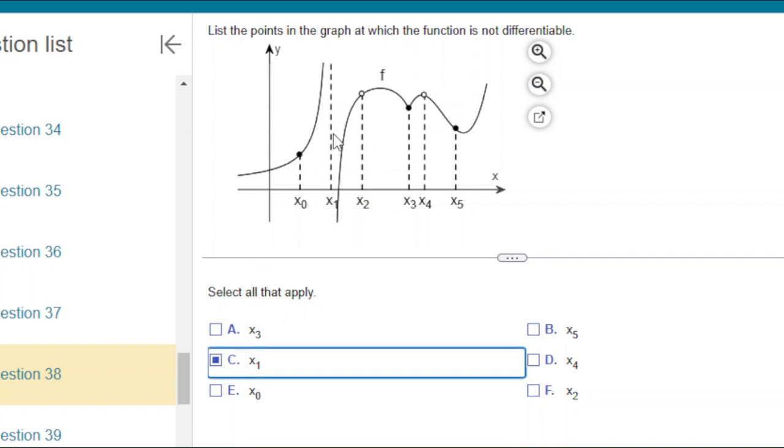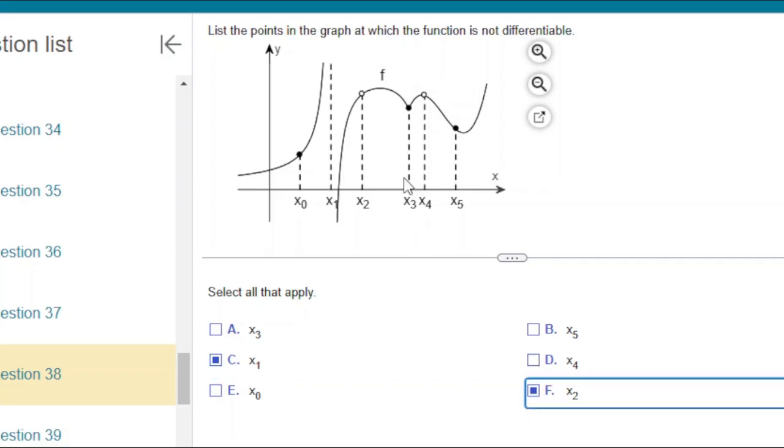So here's a place where it's not differentiable. Same thing with x2. We don't have a tangent line there because the graph isn't even continuous there. Okay, the function isn't continuous there. So x2 is a place where it's not differentiable. x3 is also not differentiable because we have that sharp corner. Now, it is continuous at x3. Okay, it's continuous at x3, but it's not differentiable.